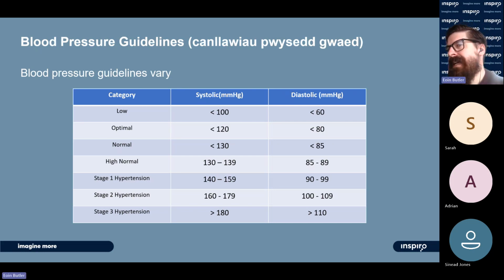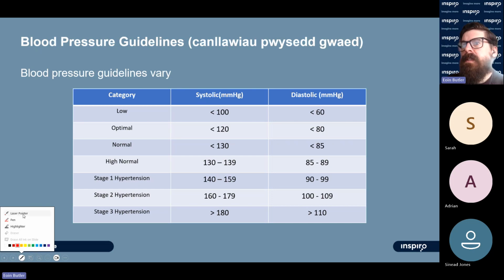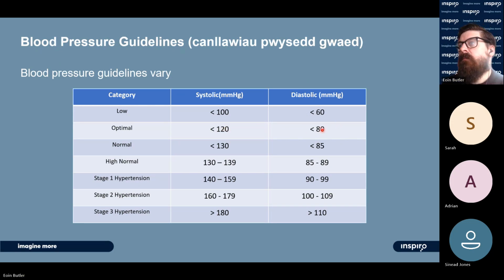So what we've got here is our category down the left-hand column, our systolic reading in the middle, and our diastolic reading on the right. So low blood pressure would be classified as anything under 100/60. Optimal blood pressure, what we're looking for is around 120/80. That's our optimal reading. What we're seeing as normal is around 130/85 as a normal blood pressure reading.